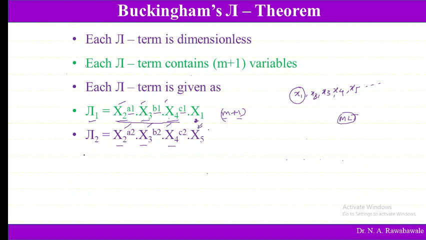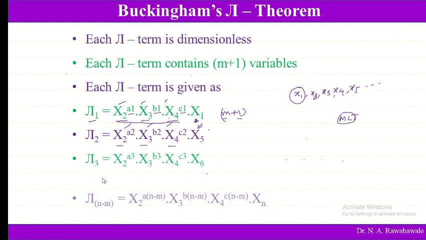Again, so on, we can have pi 3 term, pi 4 term and so on. And then we can finally find n minus m terms, as we say, n minus m pi terms can be obtained. And again at the end, we can use x1, x5, x6, x7 and up to xn, but we cannot use x2, x3, x4 here, because these terms are already included in the repeating variables.